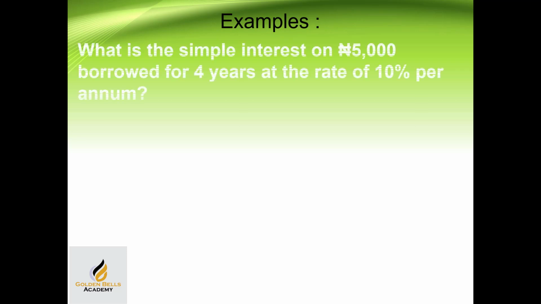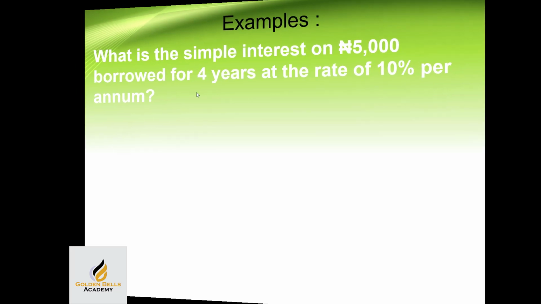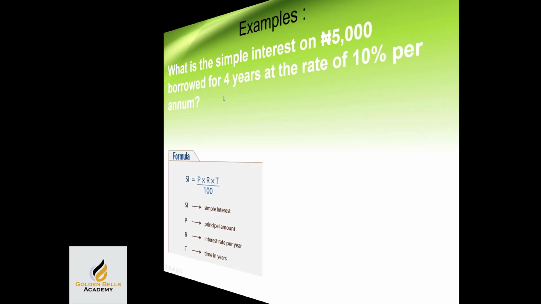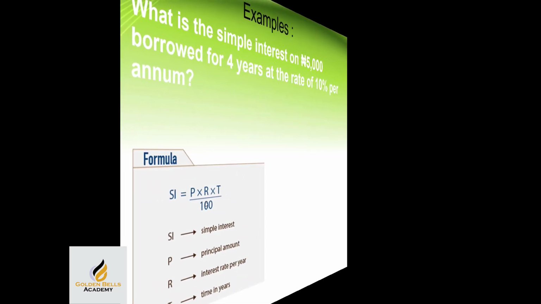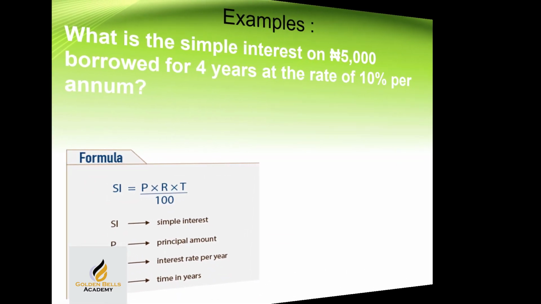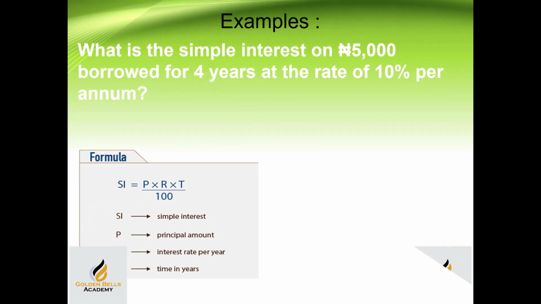Now let's look at examples of simple interest. What is the simple interest on 5,000 naira borrowed for 4 years at the rate of 10% per annum? Now don't forget your formula. SI equals principal times rate times time divided by 100, or principal times time times rate divided by 100.